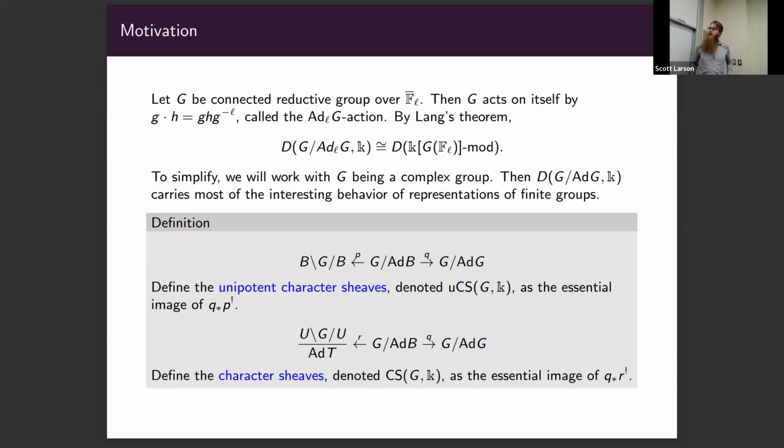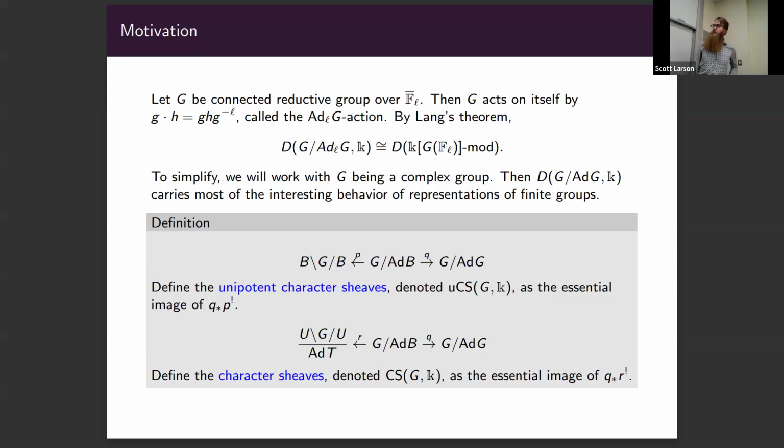So from here, we can define the unipotent character sheaves by some push-pull along the so-called horocycle correspondence. So it takes sheaves that are B equivariant on G, with respect to the right and left actions, and produces something that's ad G equivariant on G. And these are the unipotent character sheaves. They correspond to the unipotent representations of G, the ones that come from Deligne-Lusztig induction of the trivial representation.